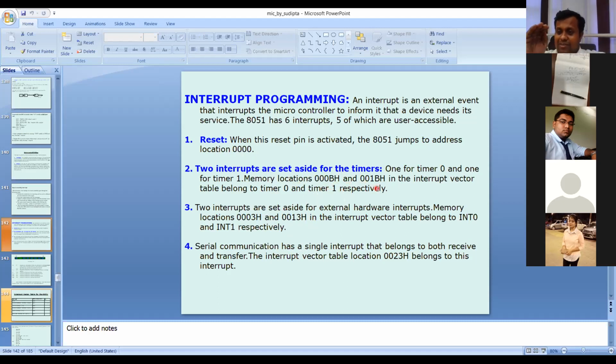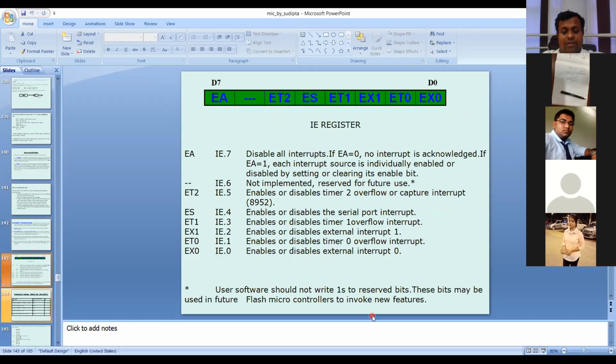These are the vector locations where you can write the program, and automatically when the interrupt occurs, it goes to that particular memory location. Similarly, for external interrupt 0 it is 0003, for external interrupt 1 it is 0013, and there is another interrupt called the serial communication interrupt. This is how I can enable or disable all the interrupts, or enable some interrupts or disable some.